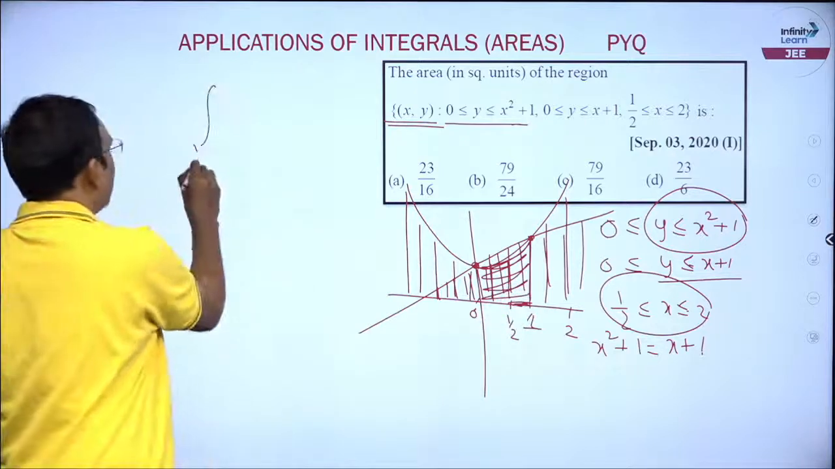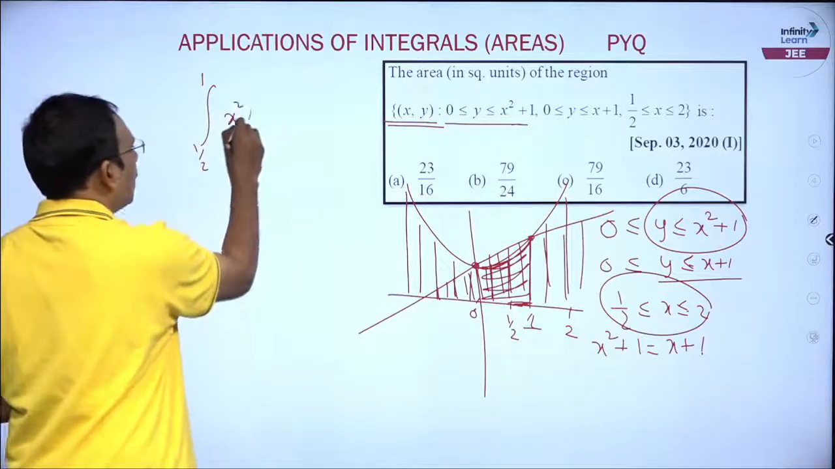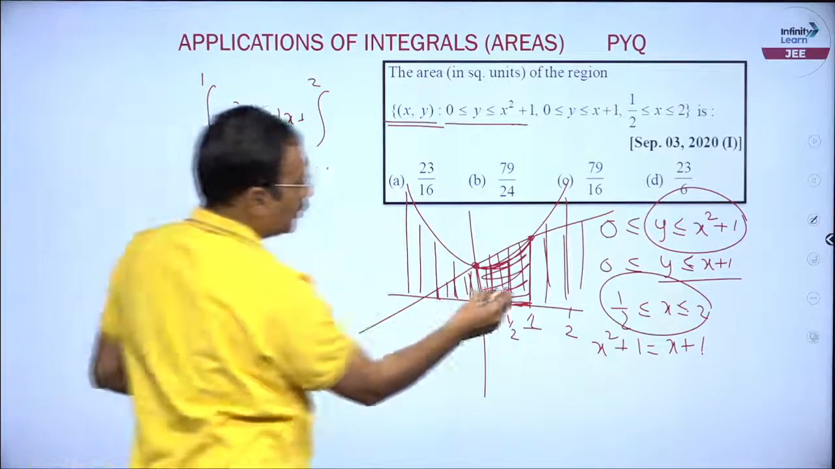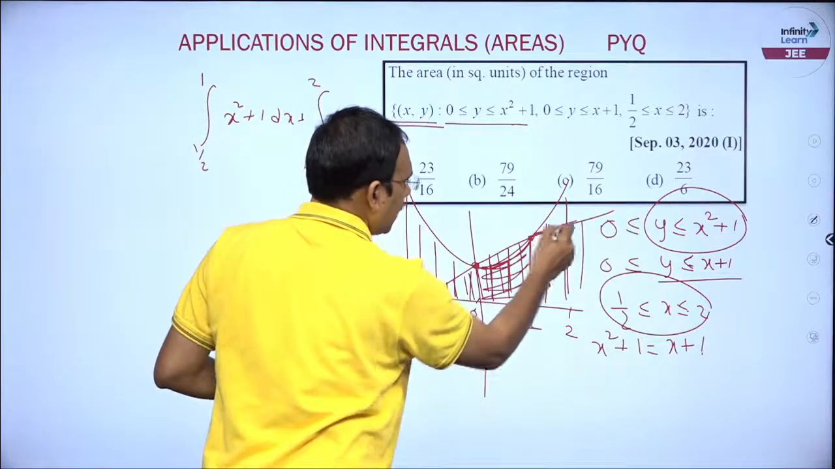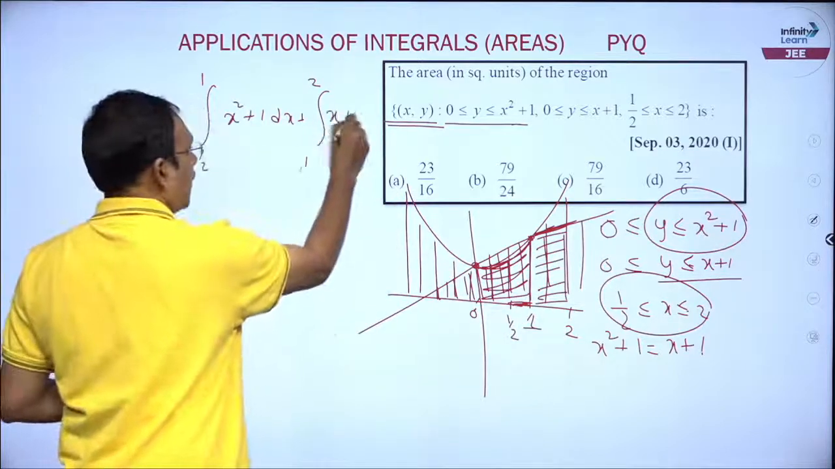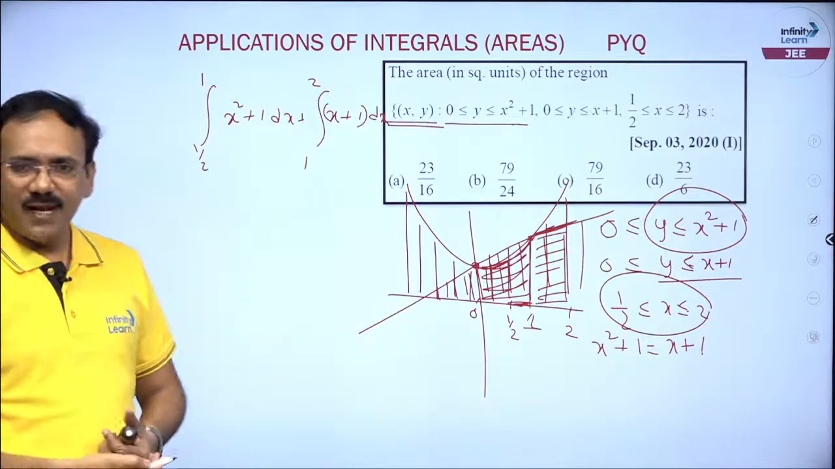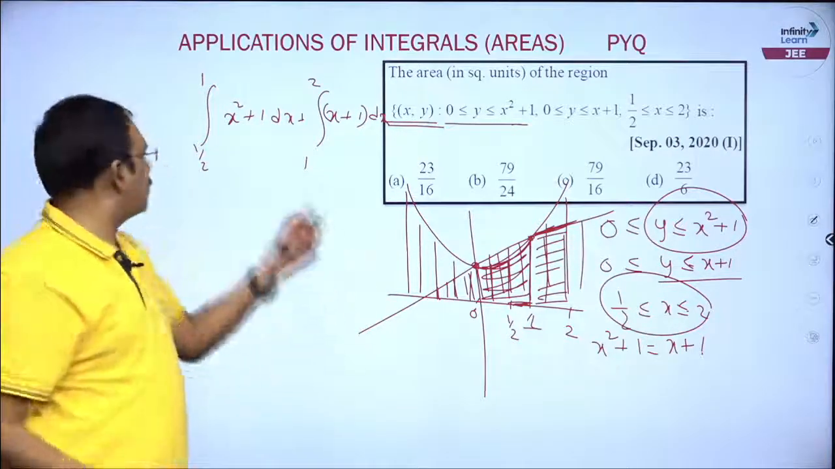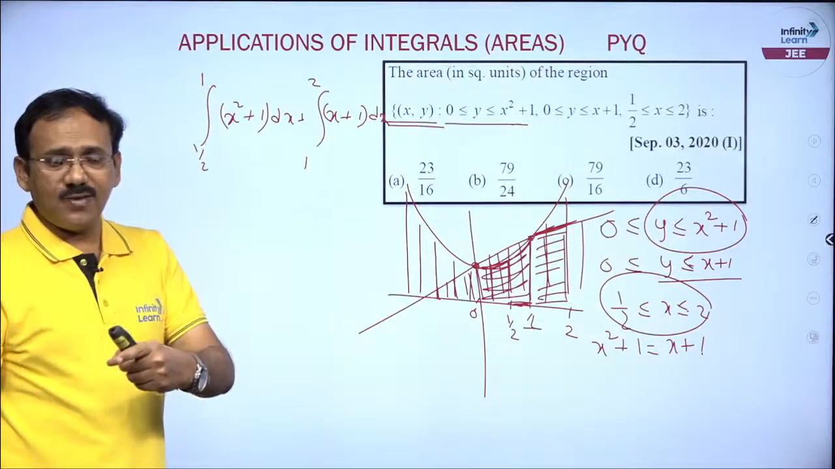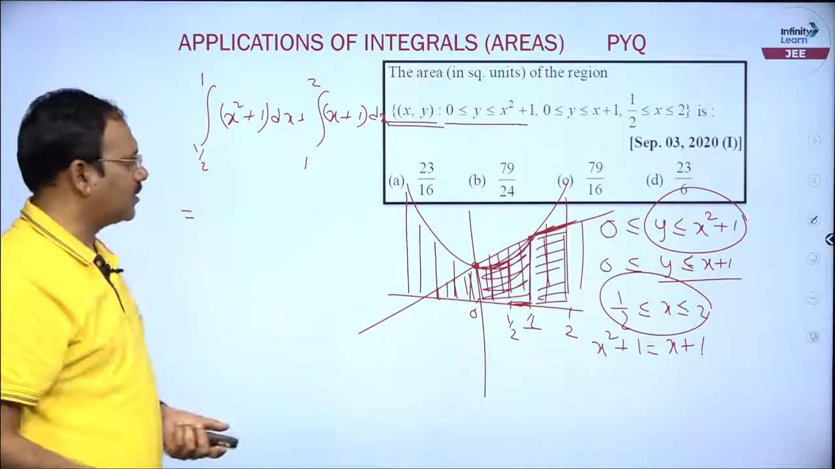So, integral 1 by 2 to 1, this curve is enough, which is x square plus 1 dx, plus integral 1 to 2. You see, the common area is nothing but the area made by the line with this. So, the line equation is x plus 1 dx. It is enough, you can find the area, right, dear students. So, integral 1 by 2 to 1 x square plus 1 dx, right. Clear everybody, dear students, is it okay? Now, you can just complete the calculation, you will get the answer, right.